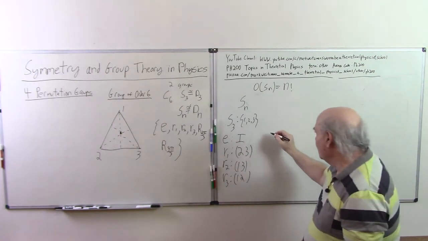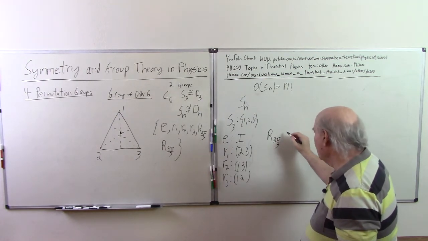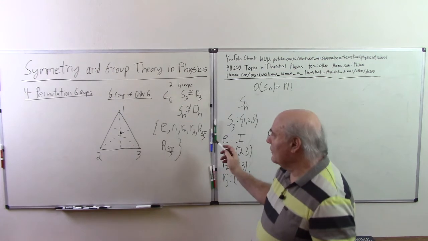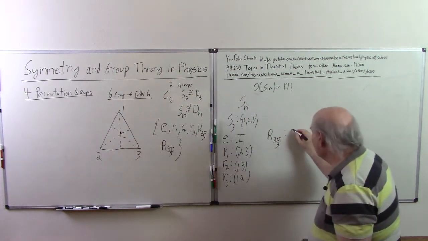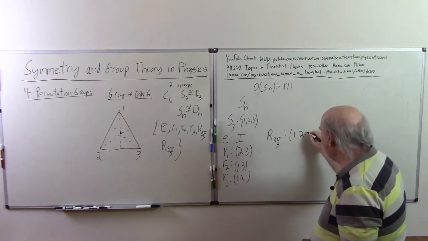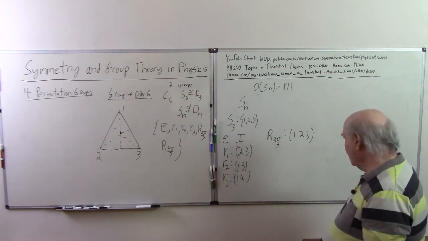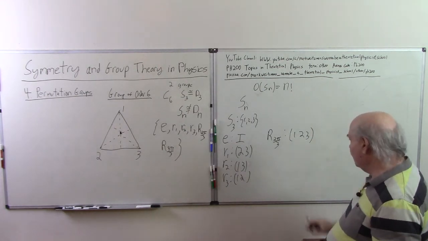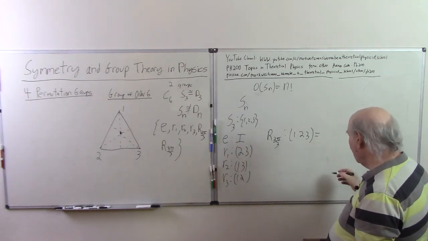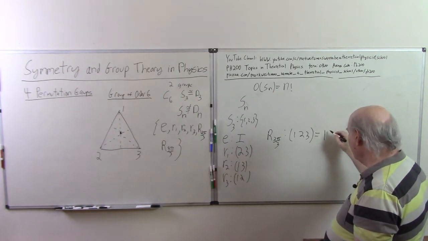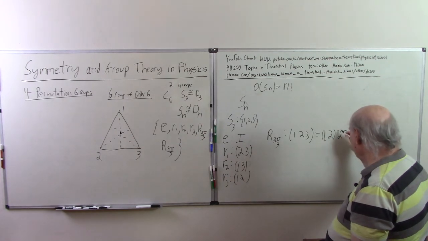Okay, let's get to R 2 pi over 3. So let's always take our rotations as counterclockwise. When we rotate by 120, 1 goes to 2, 2 goes to 3, and 3 goes to 1. So this is what we call a 3 cycle. Now I said that every permutation can be written as a product of transpositions. Let me show you in this case how that works. We can write this as, if I remember correctly, (1 2)(2 3).